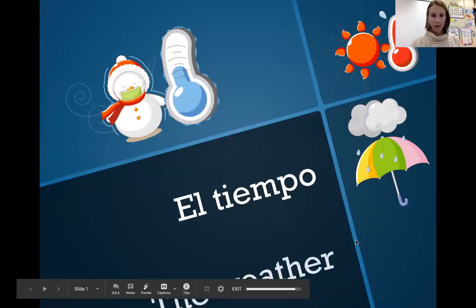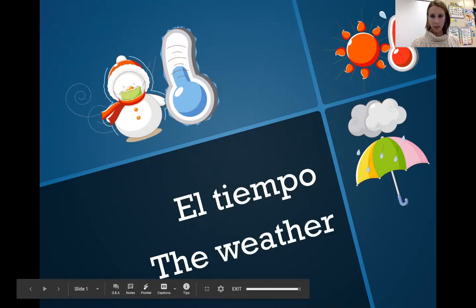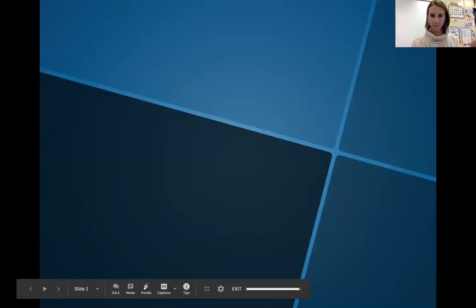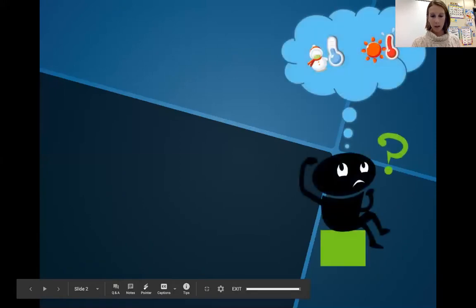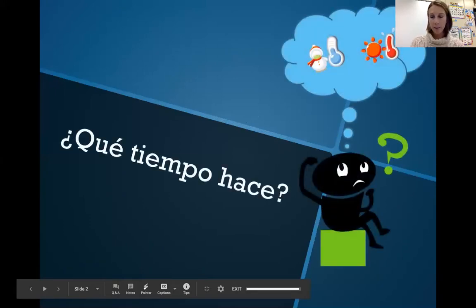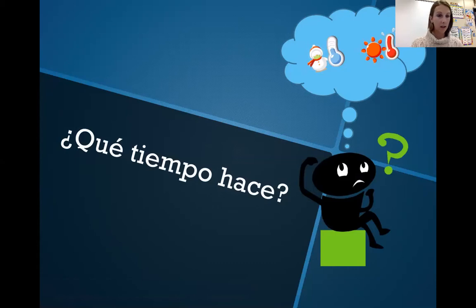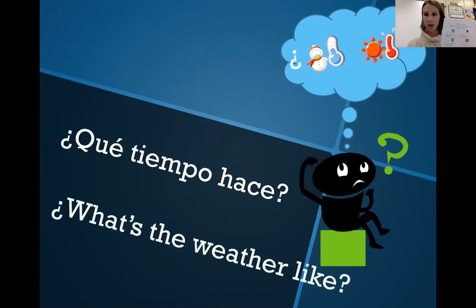So right now you don't have to write anything except for your name. Escribe tu nombre right here at the top. ¿Qué tiempo hace? That is the question that's at the top of your paper here, right under where it says el tiempo. It says, ¿Qué tiempo hace hoy? What's the weather like today? So that's what this question is. ¿Qué tiempo hace? What is the weather like?